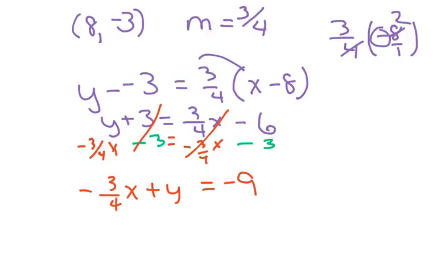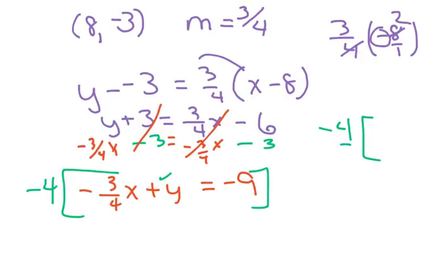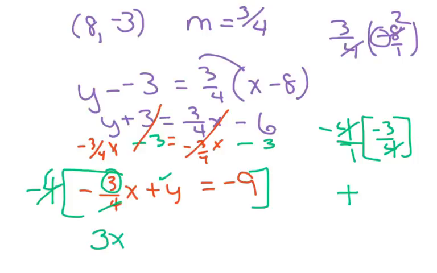Again, I can't have a fraction or a negative, so I'm going to multiply everything through by negative 4. Because you can have fractions here and here, but you can't have it for your a. So negative 4 times negative 3 over 4. I'm going to write this in fraction form. 2 negatives make a positive. The 4's cancel and you get 3. So basically we're just taking the 3 because we're canceling that. So you get 3x, but now you have to distribute the negative 4. So you're going to get minus 4y equals 36.